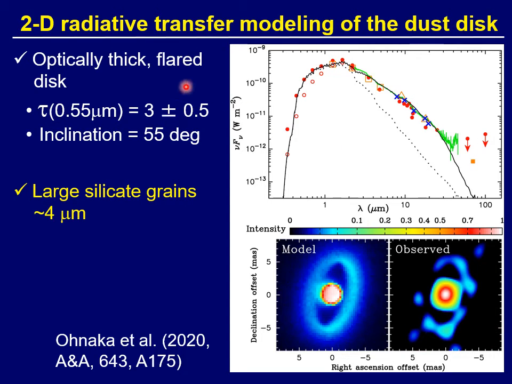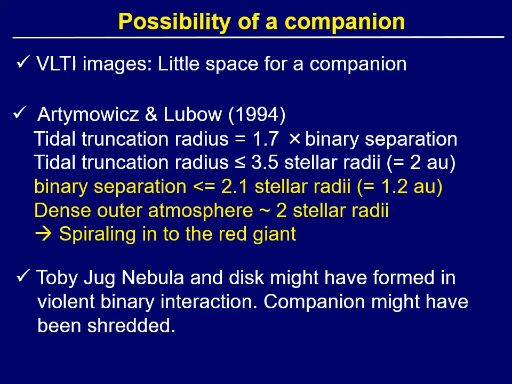We found out the disk is optically thick and viewed from an inclination angle of 55 degrees. What's important is the predominance of large silicate grains as large as 4 micron. This means efficient grain growth in a stable dust disk. And usually, binarity is considered to be a key for the formation of bipolar nebulae. However, our VLTI images show that there seems to be little space for a companion in the dust cavity.